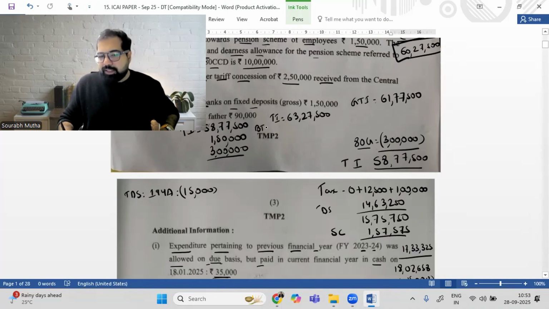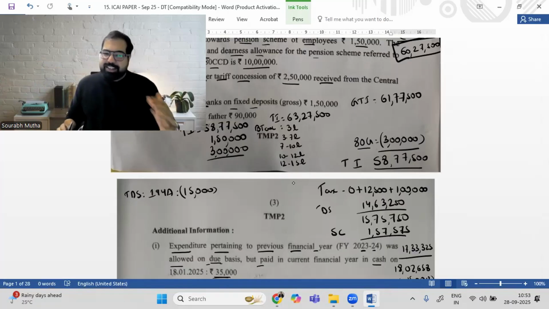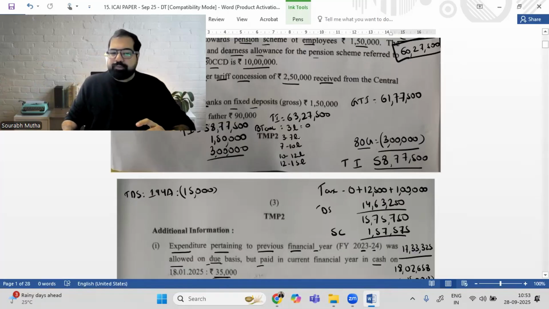Now let's calculate the basic tax. As you know, guys, the slabs here are different. 0 to 3 lakh, 3 lakh to 7 lakh, 7 lakh to 10 lakh, 10 lakh to 12 lakh, 12 lakh to 15 lakh, and more than 15 lakh. People who are watching this who are from May 26 exam, your slabs are different now. So this is 0. This is at 5%. This is at 10%. This is at 15%. This is at 20%. And more than 15 lakh is at 30%.